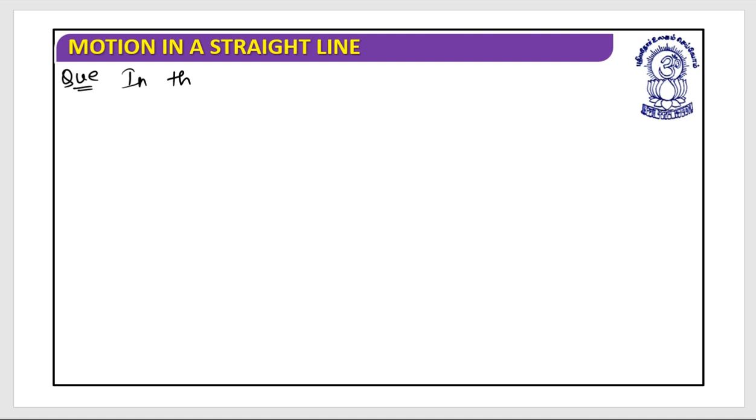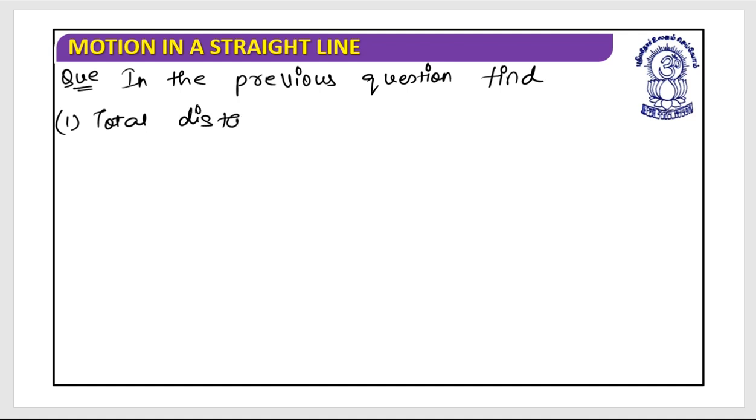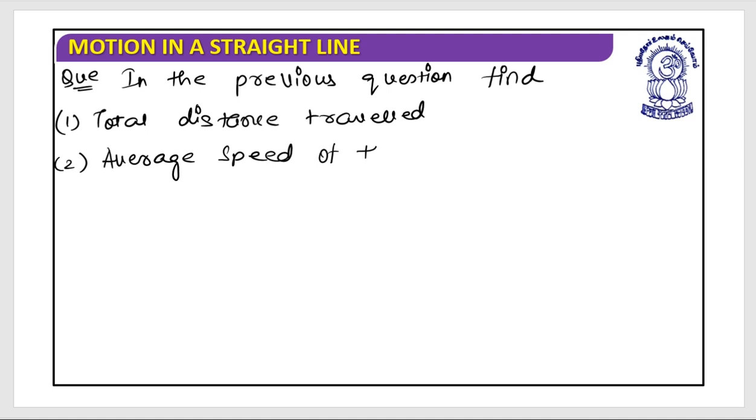In the previous question, find first the total distance traveled, and next the average speed of the journey. So how can you do it? Let's begin with the first question.